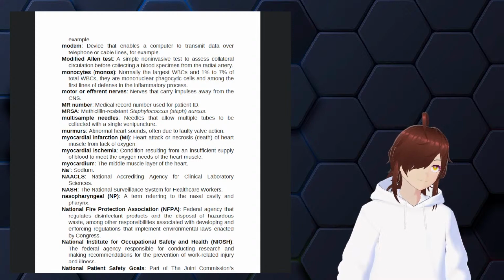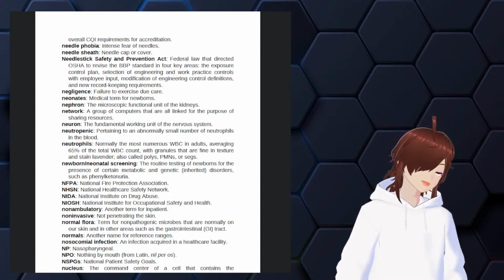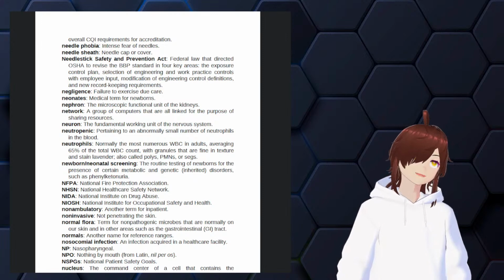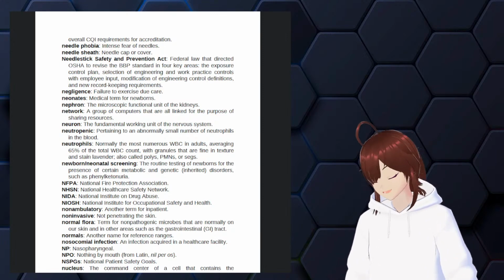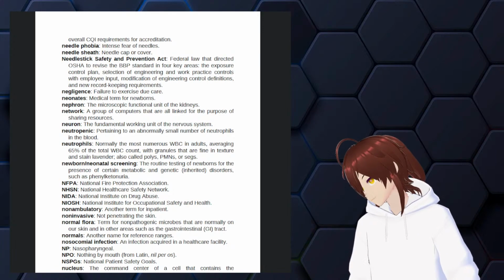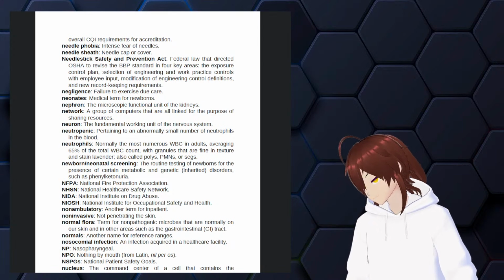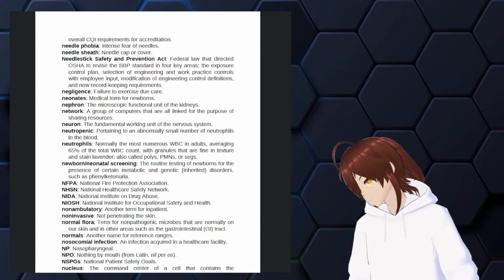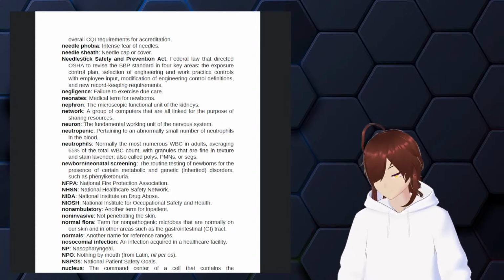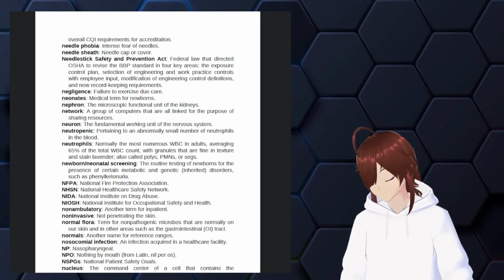National Patient Safety Goals, part of the Joint Commission's overall CQI requirements for accreditation. Needle phobia, intense fear of needles. Needle sheath, needle cap or cover. Needle Stick Safety and Prevention Act, federal law that directed OSHA to revise the BBP standard in 4 key areas: the Exposure Control Plan, selection of engineering and work practice controls with employee input, modification of engineering control definitions, and new record-keeping requirements. Negligence, failure to exercise due care.